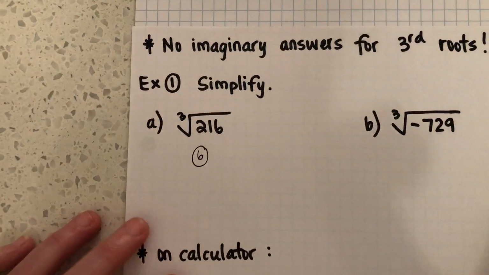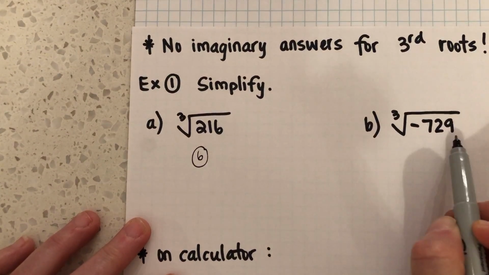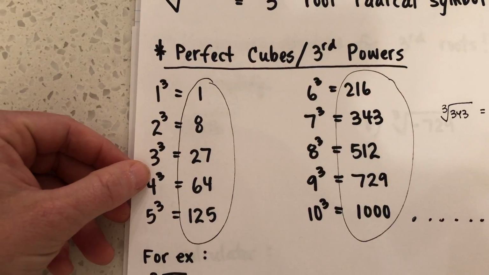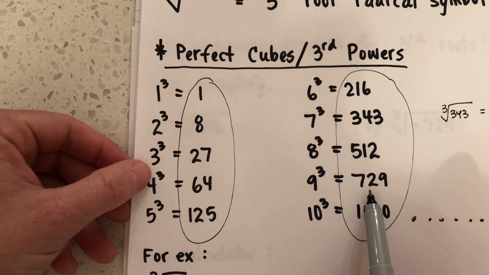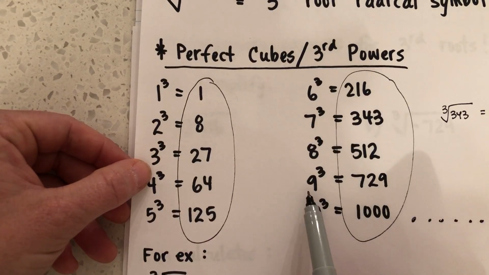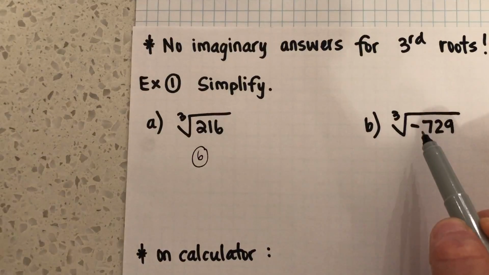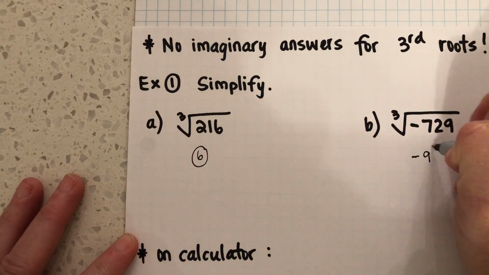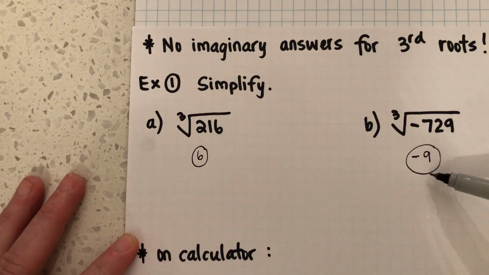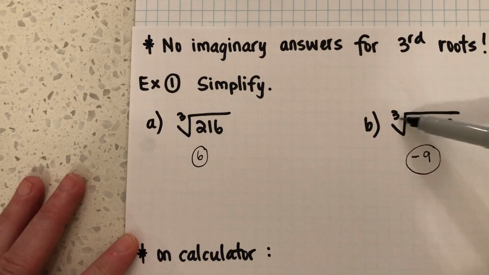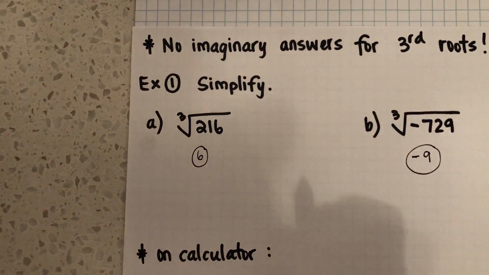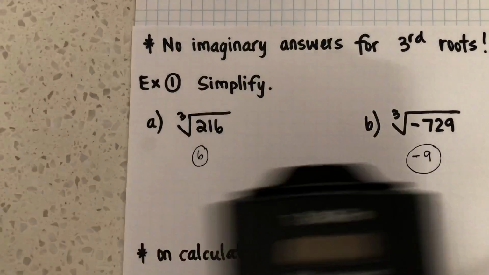Okay, well, what's the third root of negative 729? Well, go to your list and fingers crossed that 729 is on there. 729 is right there. So the third root of 729 would have been positive 9. So the third root of negative 729 would have been negative 9 because it would have taken a negative 9 times itself 3 times to end up equaling negative 729.